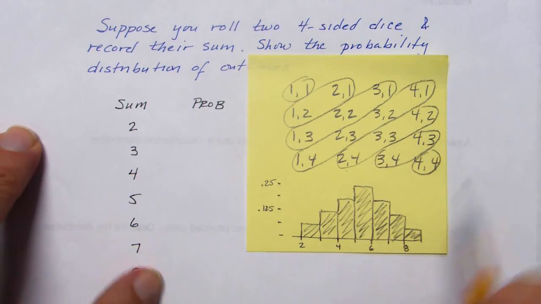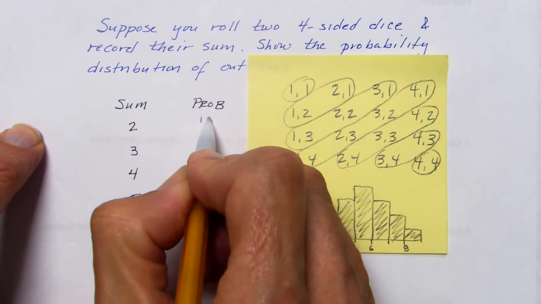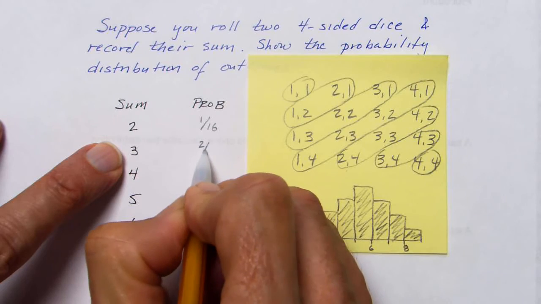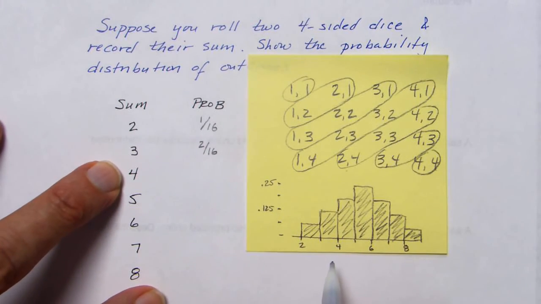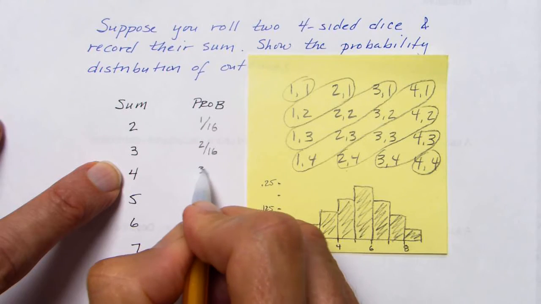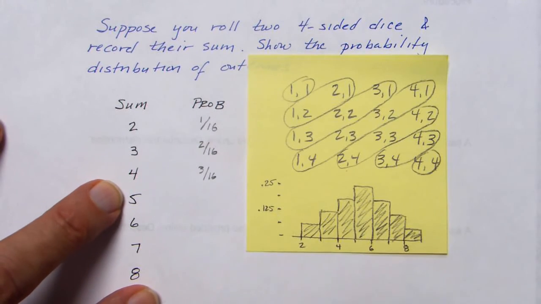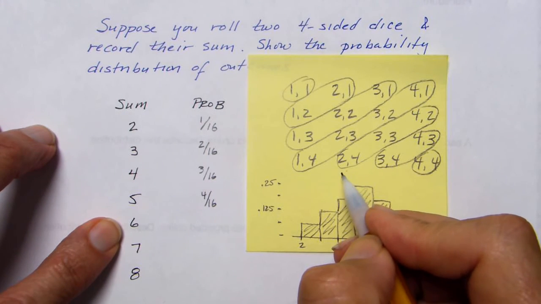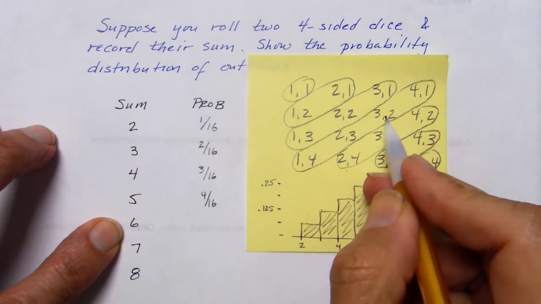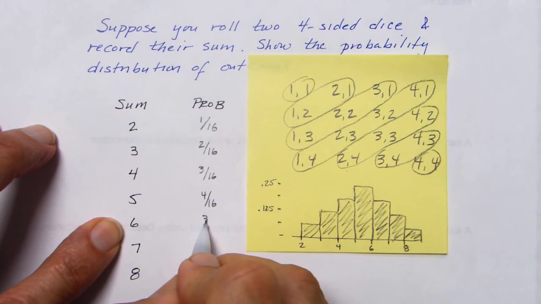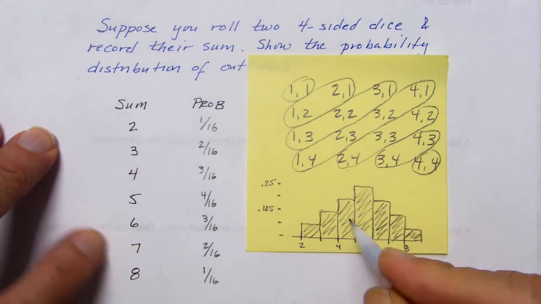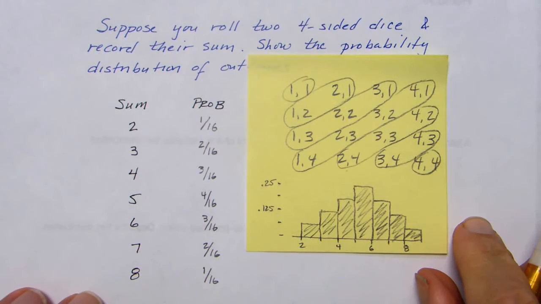Out of the 16 rolls, I have a 1 in 16 chance of getting 2. I have a 2 in 16 chance, or 1/8, of getting 3. I have a 3 in 16 chance of getting a 4, and a 4 in 16 chance of getting 5. And then it's going to go back down: 3 out of 16, 2 out of 16, and then 1 out of 16. So you have this sort of pyramid or triangle pattern in the distribution.